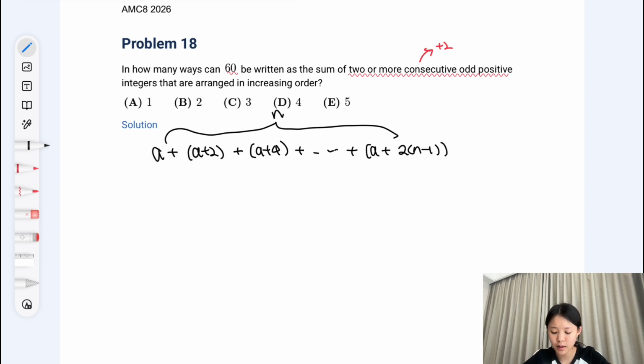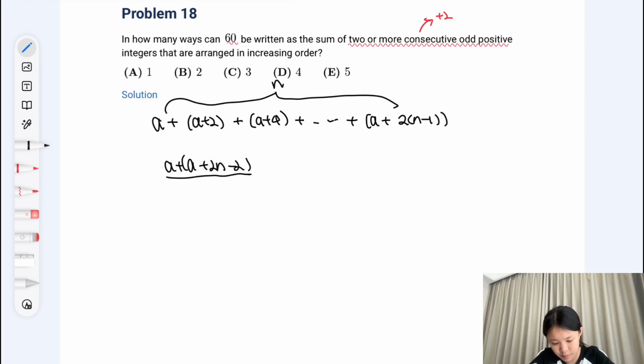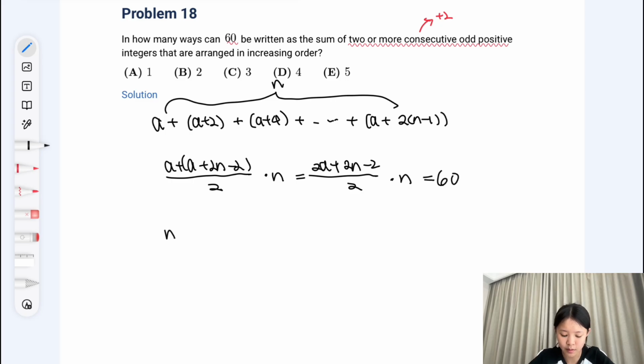So we write that out using the arithmetic sequence sum. We would have a plus 2n minus 2 divided by 2 times n, which equals 2a plus 2n minus 2 divided by 2 times n, which comes down to 60, right? And so if we simplify that a bit by dividing this chunk of the fraction off, we would have n times a plus n minus 1 equals 60.